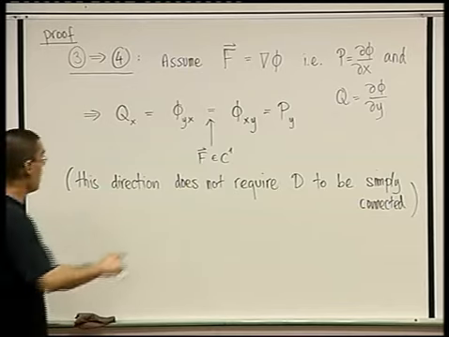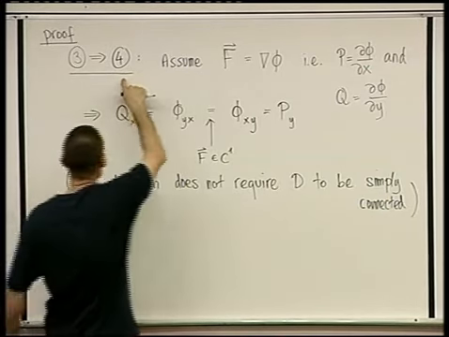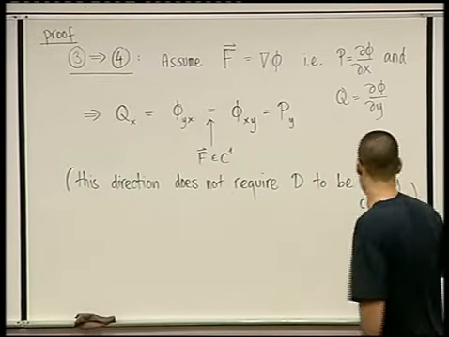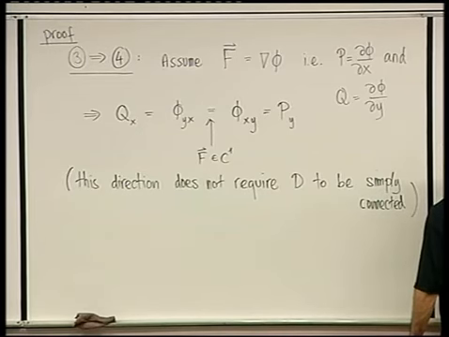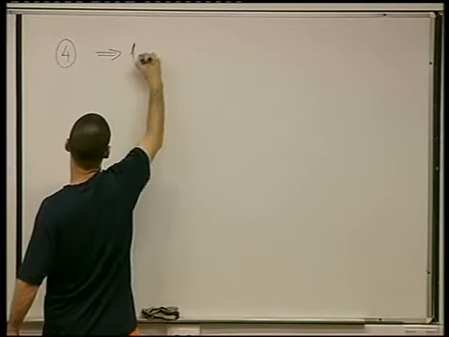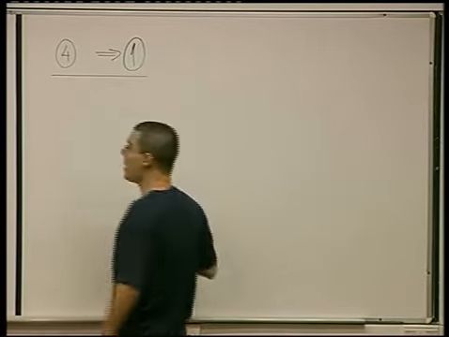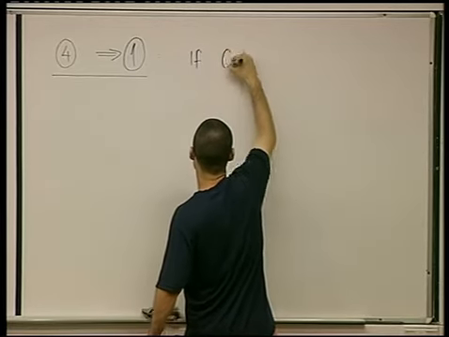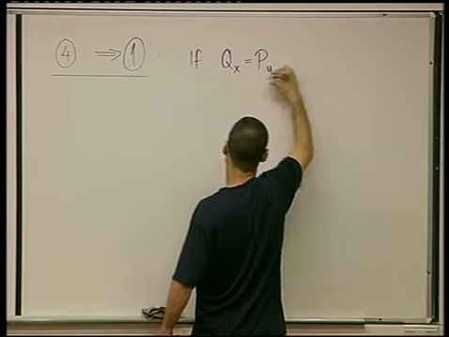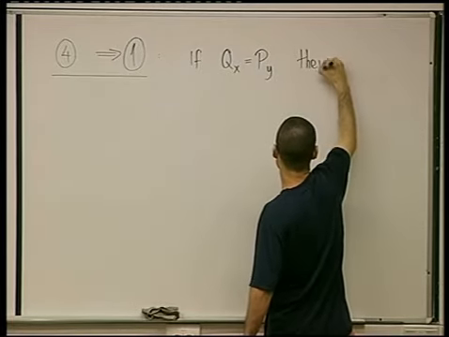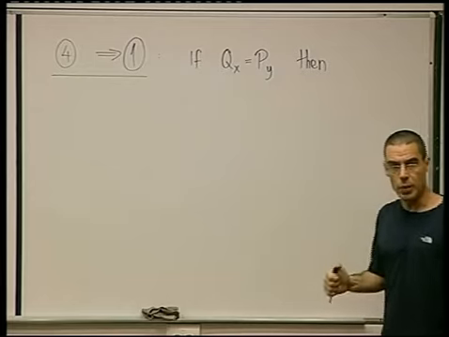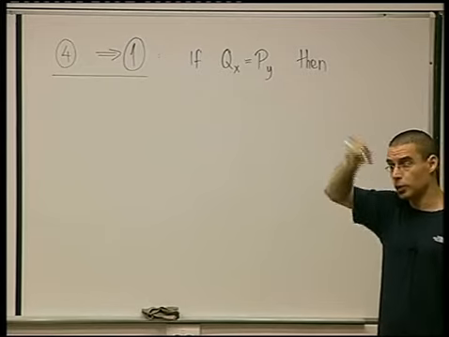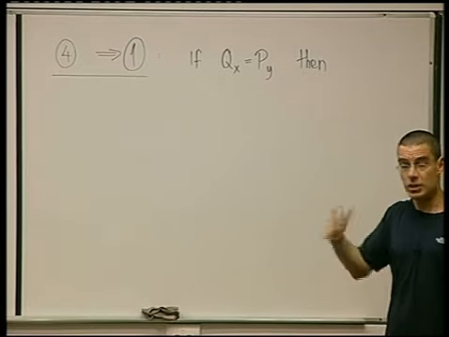In the other direction, I want to prove that 4 implies one of the 3 equivalent ones, and I'm going to show that 4 implies 1. Okay, so here's the other direction. 4 implies 1. So now our assumption is that Qx equals Py. Then, what do I want to show? I want to show that the line integral over a closed curve, any simple closed curve, is 0. That's what I want to prove. That's being conservative, right?